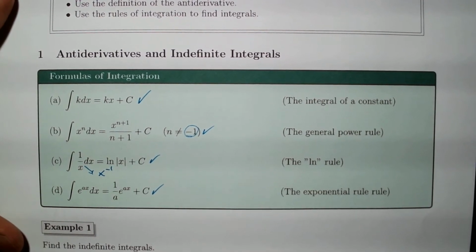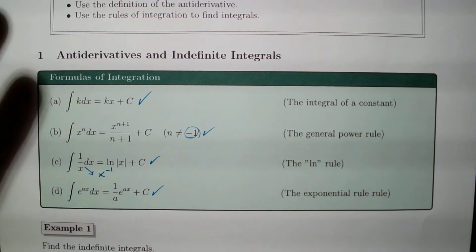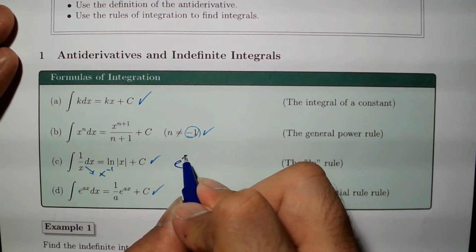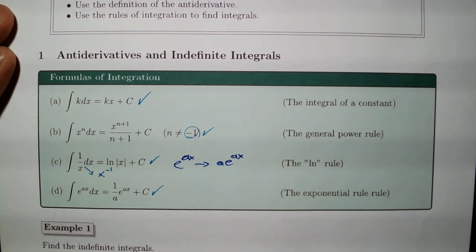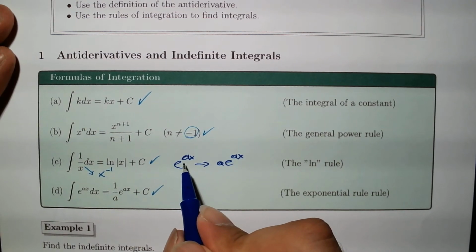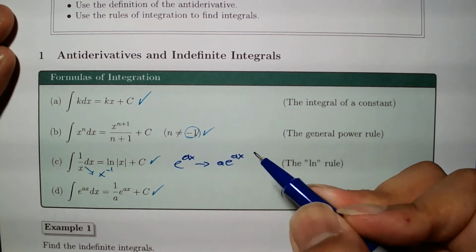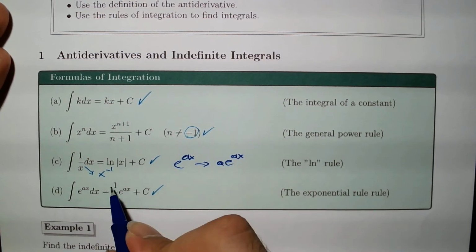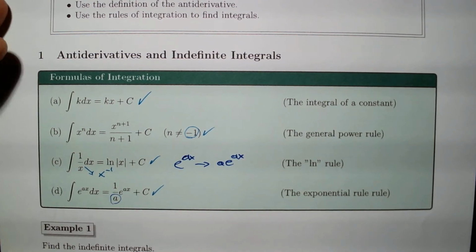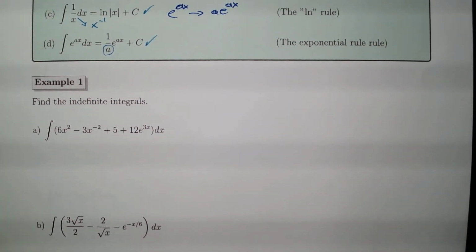Where is this 1 over a coming from? Again, keep in mind that when you take the derivative of the function e to the ax, we get a e to the ax. So to take the derivative of e to the ax, we keep it itself, but we multiply. Now in this case, since the integral is the inverse operation to the derivative, instead of multiplying, that's why we are dividing.